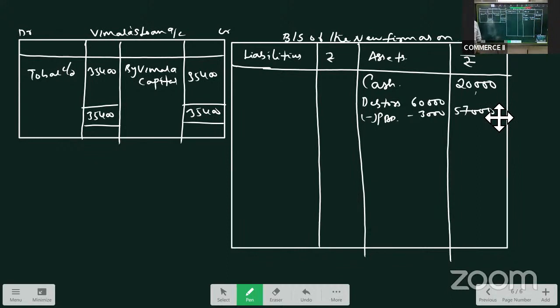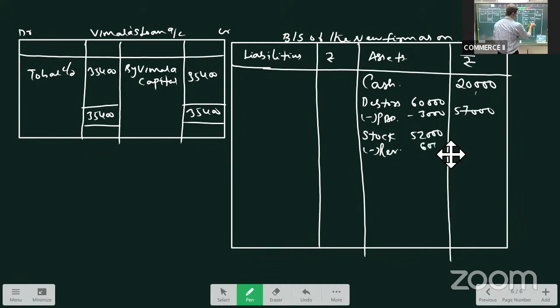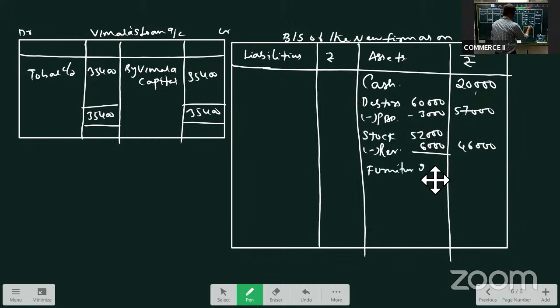Then stock. Stock is depreciated by 6,000. What is the book value given? Stock is given as 52,000. It is depreciated by 6,000. So I'll take 46,000. Then furniture. I have appreciated it and made this correction, at 20%, 5,000. So now furniture will appear at 30,000.